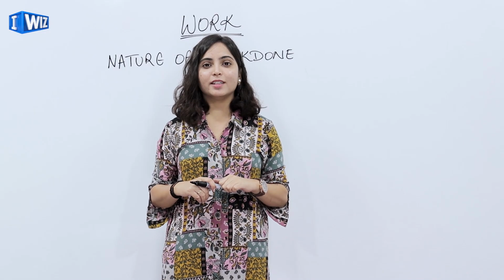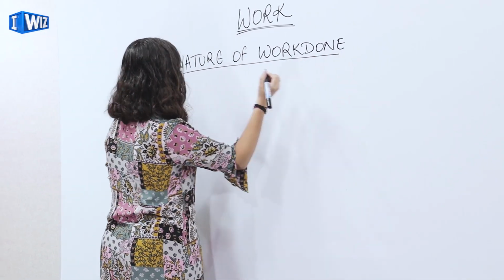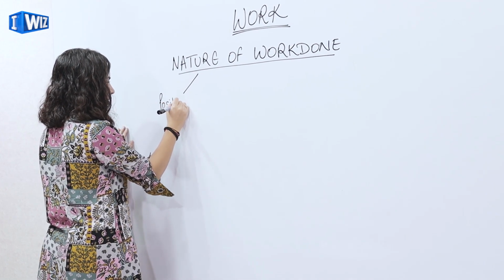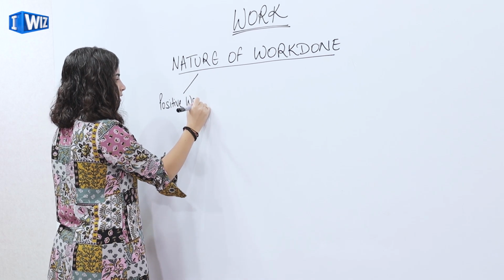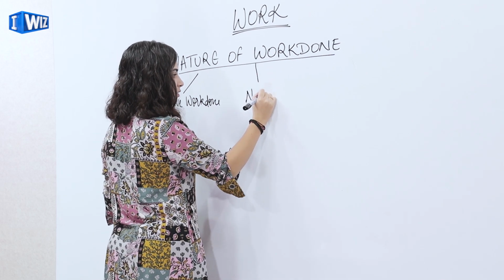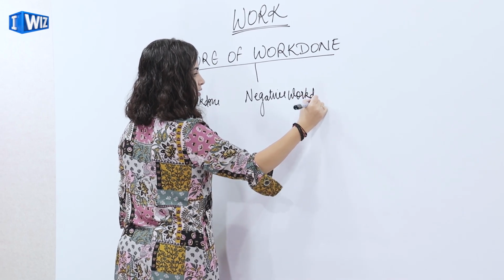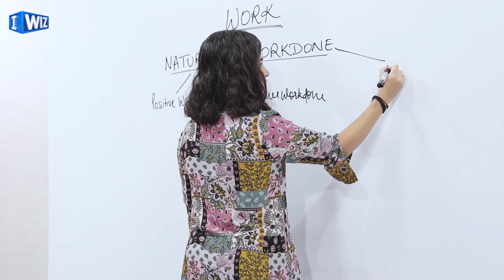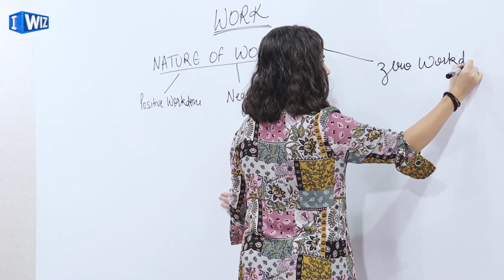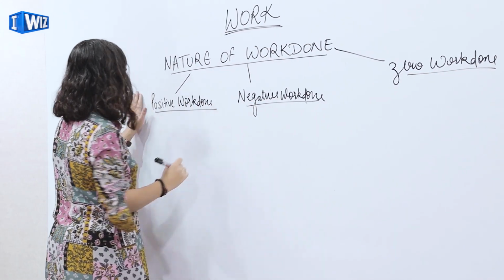Now let's see what is the nature of work done. Nature of work done. We have positive work done, negative work done, and zero work done. Let's discuss all these three natures one by one.